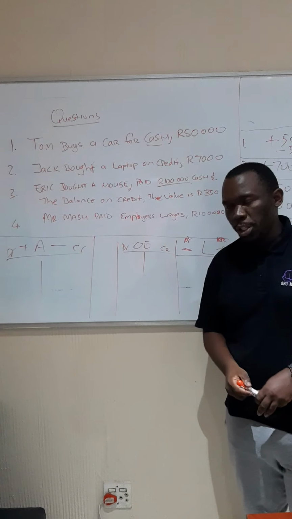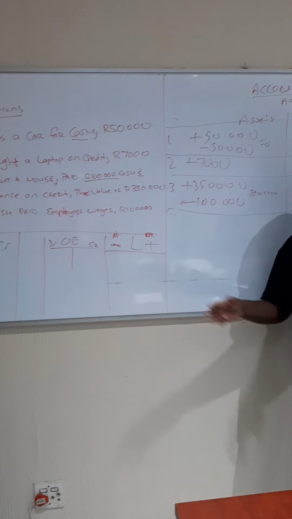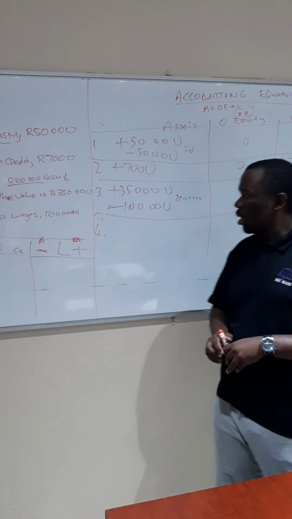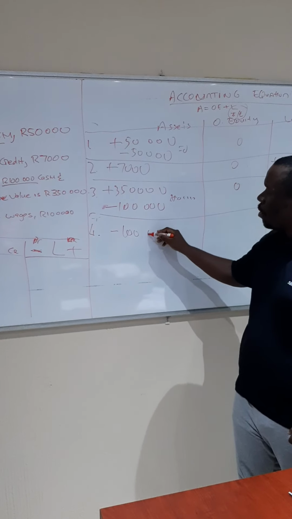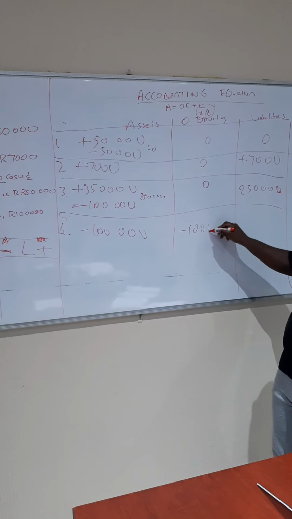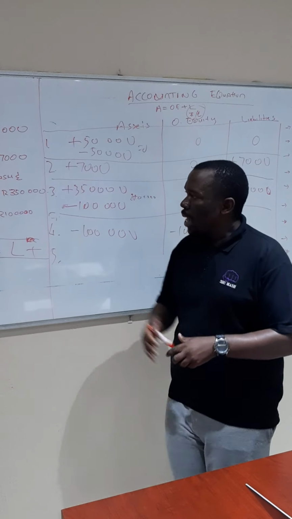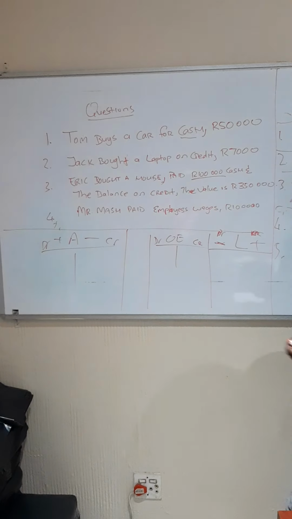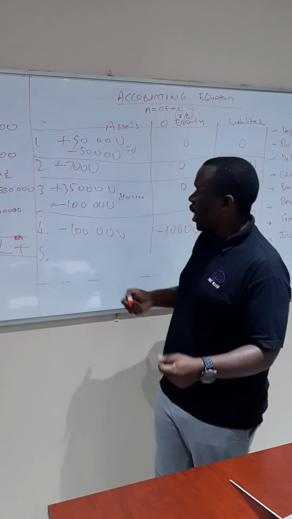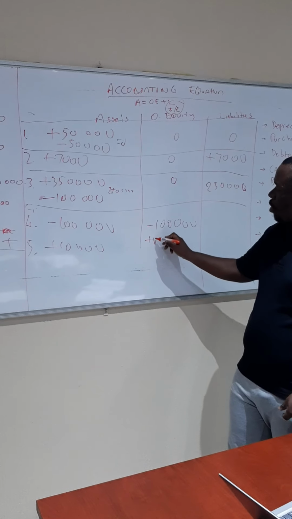And then now looking at the last question: Mr. Nash paid employees wages of 100,000. So I am paying my employees and I am using a check, which means 100,000 Rand for my employees will leave the bank account, and also what I have in equity will decrease by 100,000 Rand. Let's just add another one, number 5 here, which will say that I received money for something that I sold in the business. When I receive money, it's going to be plus 10,000, and it's going to be plus 10,000 here.